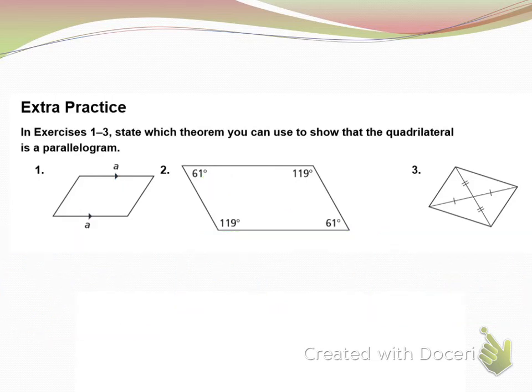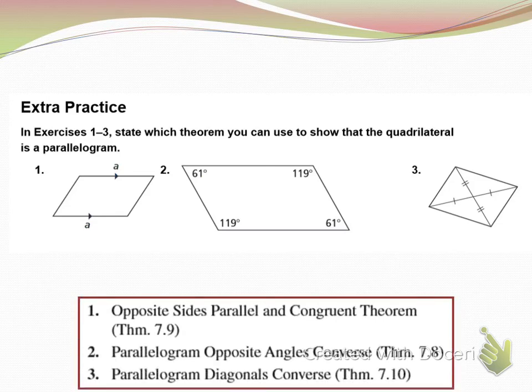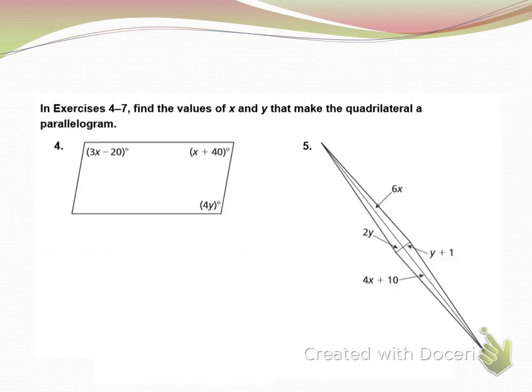Alright, and then the last section. These are the official theorem names. I don't make you memorize them. I make you know what they say. So this one says opposite sides are congruent and parallel. This one says opposite angles are congruent. And then diagonals bisect each other. So instead of writing the names, it's a lot.